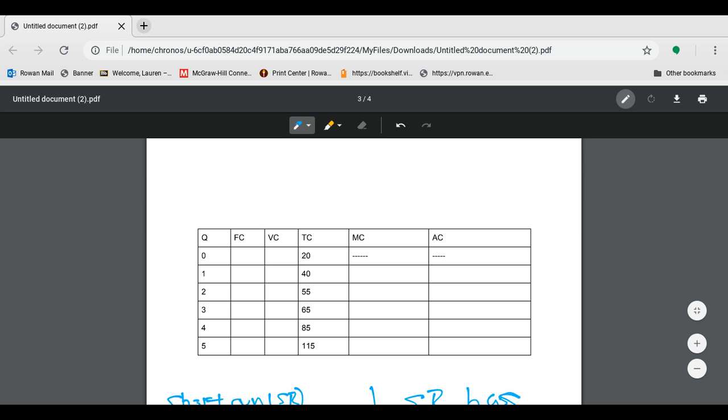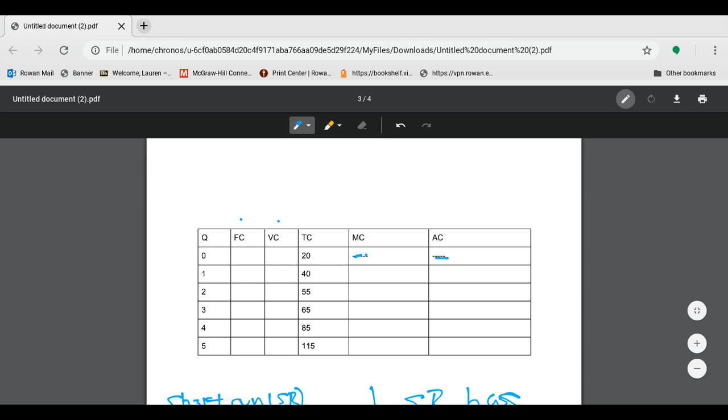So first of all, we see this is a fairly empty table. We only have total cost, and our output is Q: 0, 1, 2, 3, 4, 5. So we're still going up by ones, which is good. Marginal cost and average cost at 0 is just a dash. So we want to think about how to solve all these. Let's solve left to right, starting with fixed cost and variable cost. That'll probably be easiest for us.